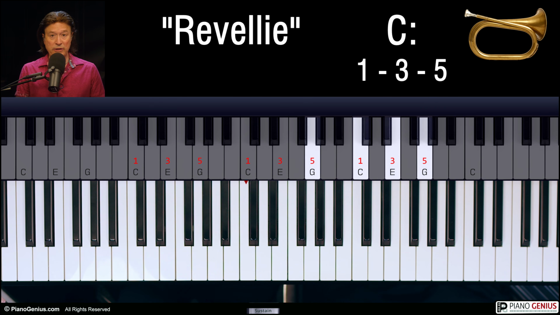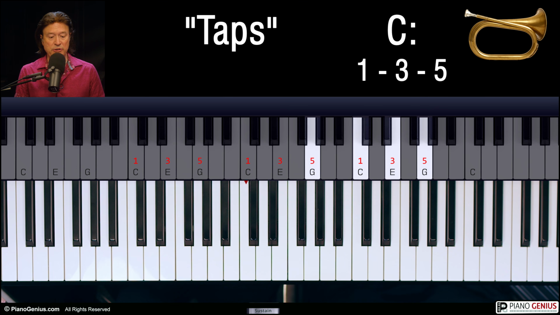Okay, and the other really recognizable bugle song is Taps, which is a very slow song that feels very sad because they play it at funerals and important gatherings like that, and it goes like this.